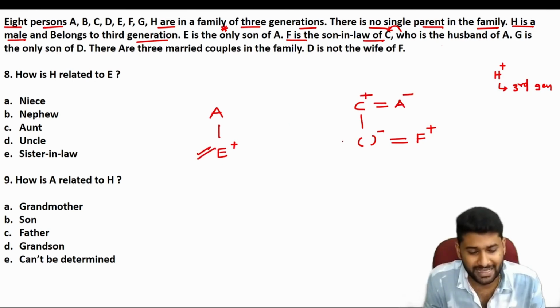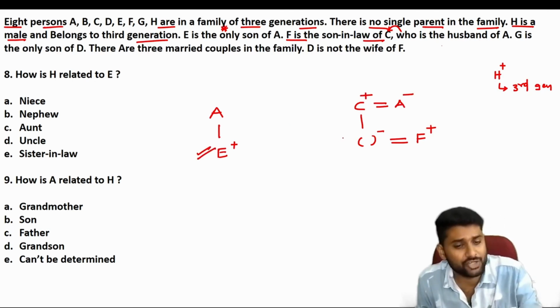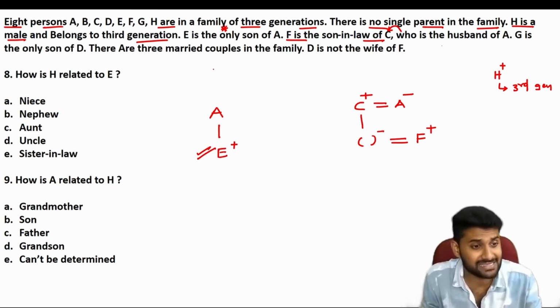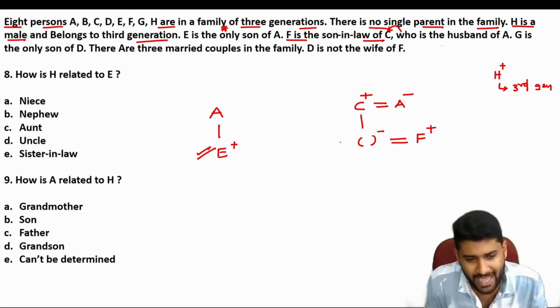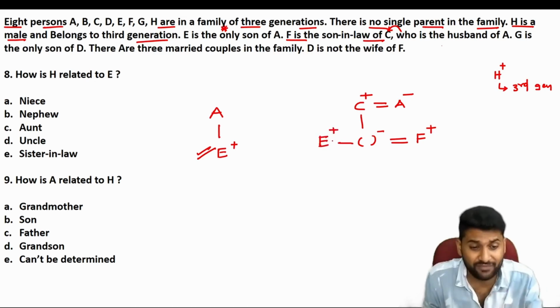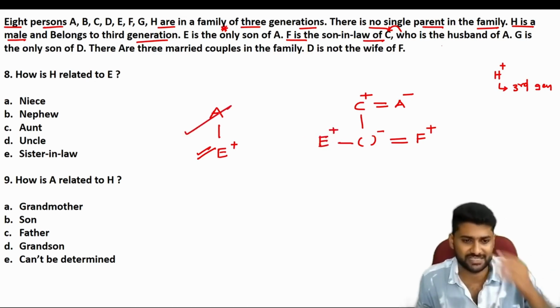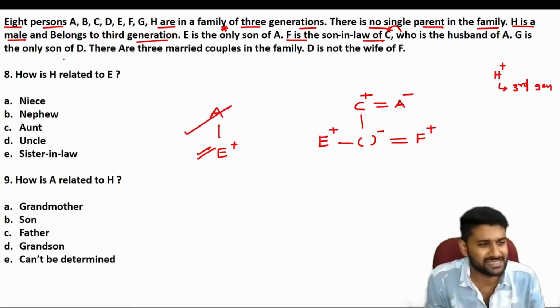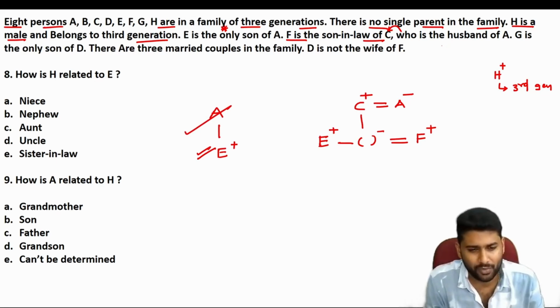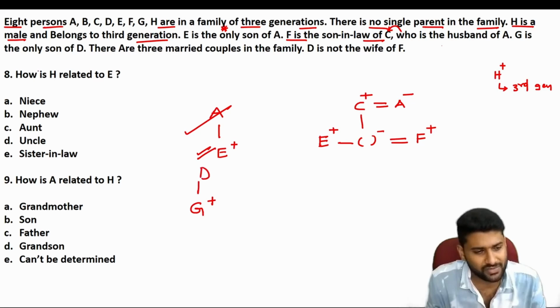You already know that A has a daughter. So A has only one son, right? You can confirm that E and F's wife are both siblings. You are done with this data. G is the only son of D. Okay, G is the only son of D. So this is also only information.